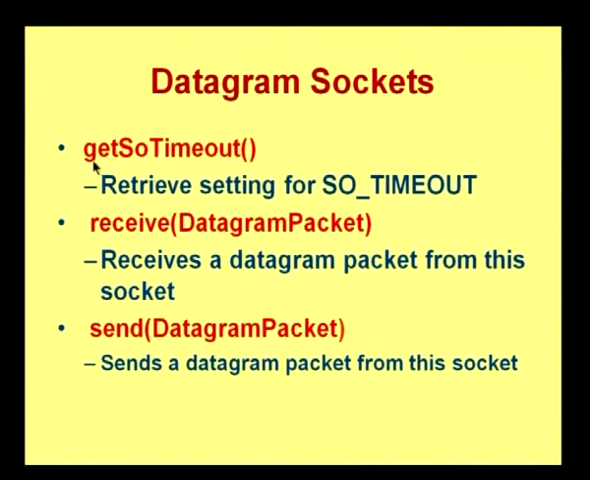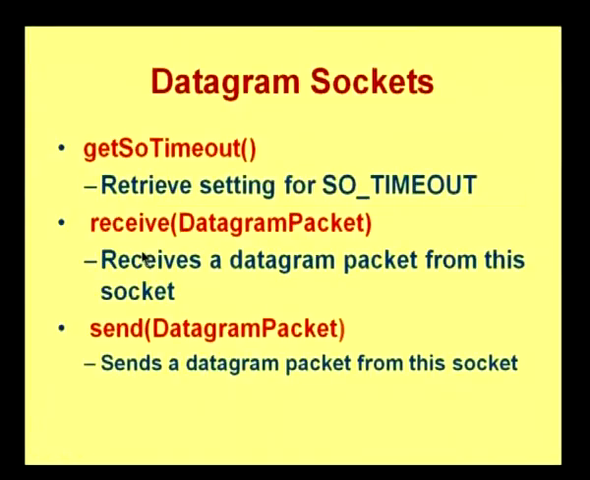On receiving all this information, we also have a few other methods. One is getSoTimeout, and we also have a method to set the socket timeout. The get method is used to retrieve the setting for the socket timeout, that is, till when your socket needs to be available. We already know that TCP is connection oriented, so it has to be continuously available, whereas here you can set a time till which your socket needs to be connected.